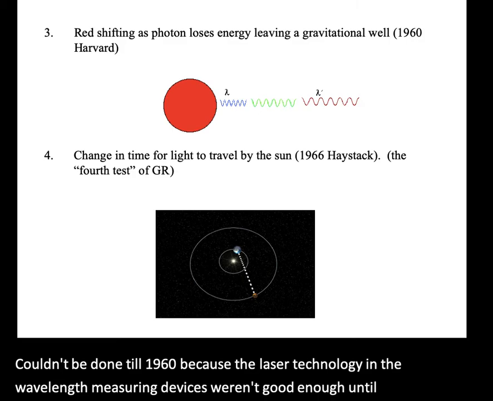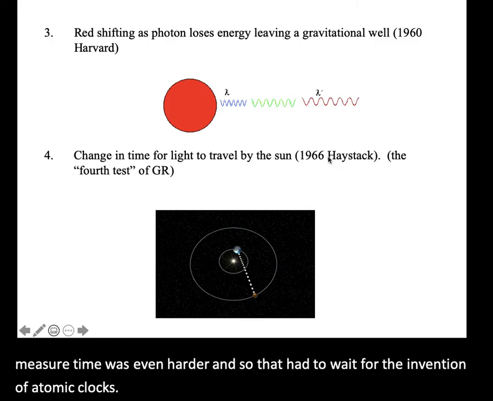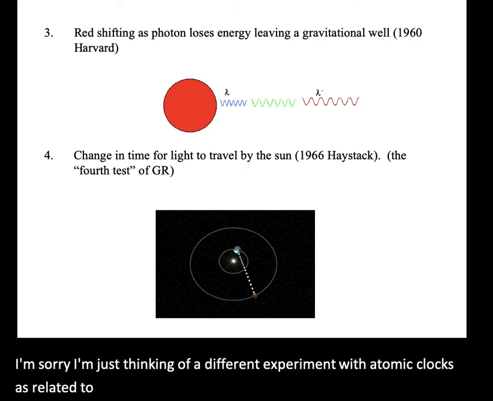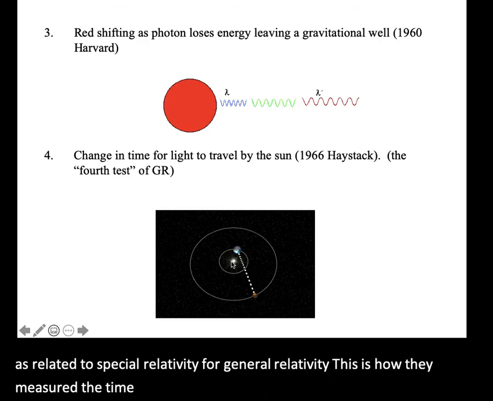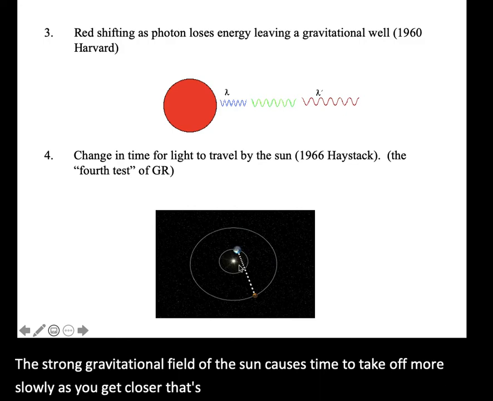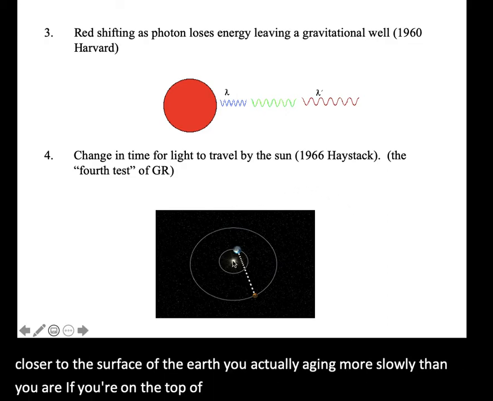Now, to measure time was even harder, and so that had to wait for the invention of atomic clocks. But in, I'm sorry, I was thinking of a different experiment with atomic clocks that was related to special relativity. For general relativity, this is how they measured the time delay. So the strong gravitational field of the sun causes time to tick off more slowly as you get closer. That's how the seconds get stretched out. As you get closer to the surface of the Earth, you're actually aging more slowly than you are if you're on the top of a mountain. But the effect is really hard to measure, right?